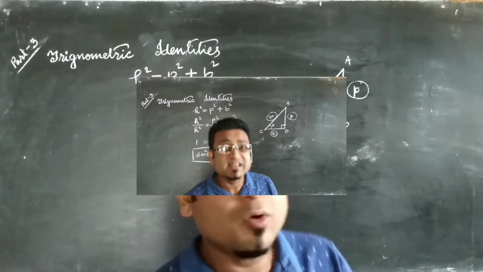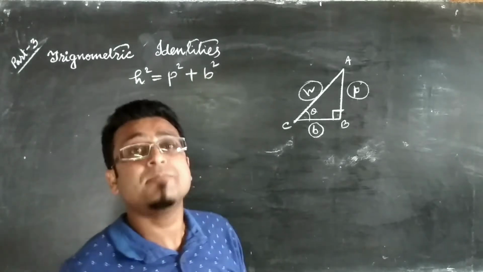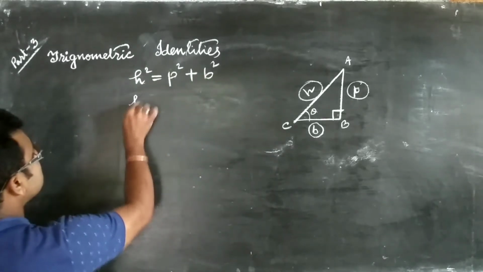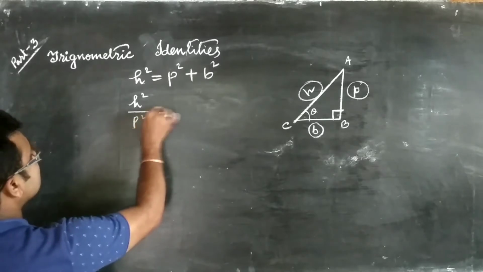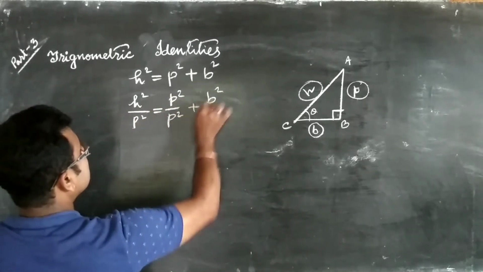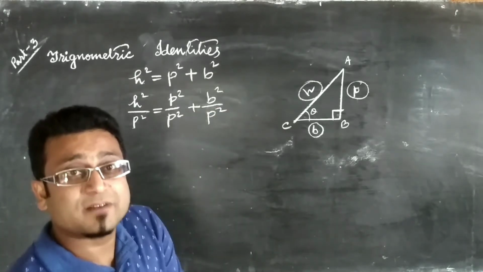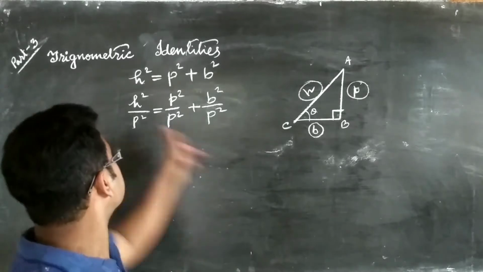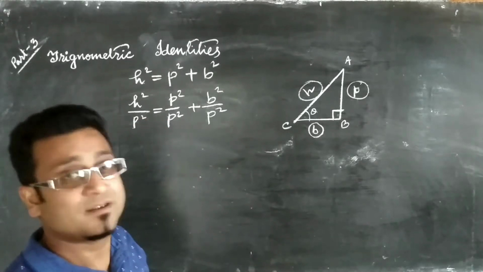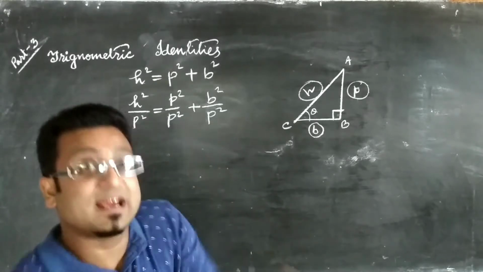Clear? So for the second one, what I am going to do is divide everything by P square. So put P square below: H square divided by P square, P square divided by P square, B square divided by P square. Very easy, just see, it's not at all difficult. In the first case you divided by H square, and now we are dividing by P square. Fine. So H by P, Some People Have, what is its reciprocal?